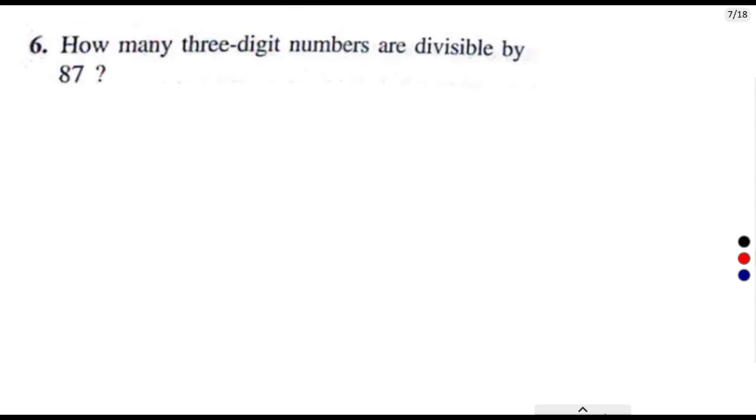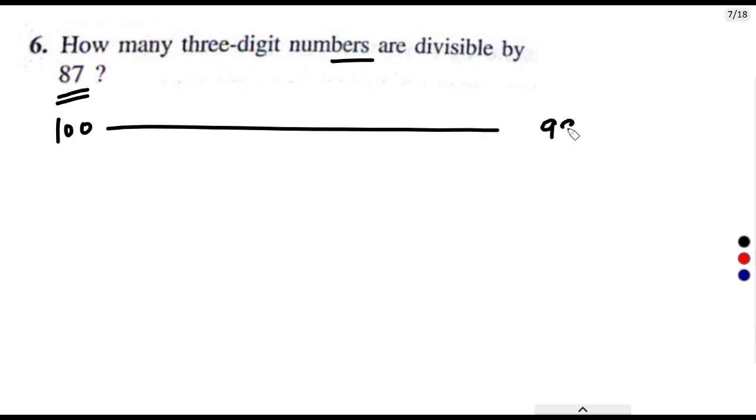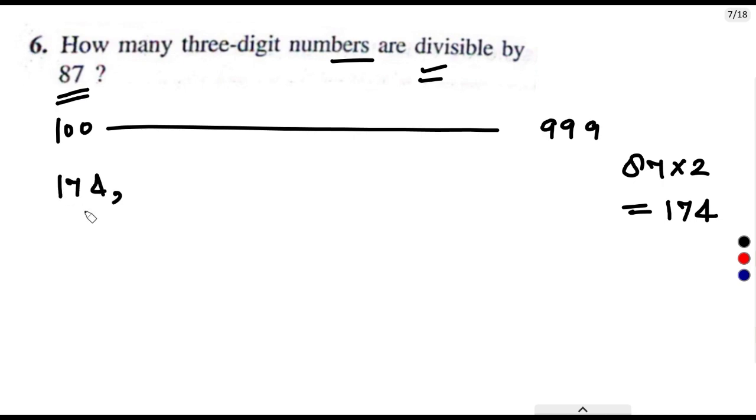Next question, question number 6. How many 3-digit numbers are divisible by 87? We have to consider 3-digit numbers. Smallest 3-digit number is 100 and the greatest 3-digit number is 999. But our condition is divisible by 87. First number divisible by 87 and having 3 digits is 174, means first term of required AP will be 174.